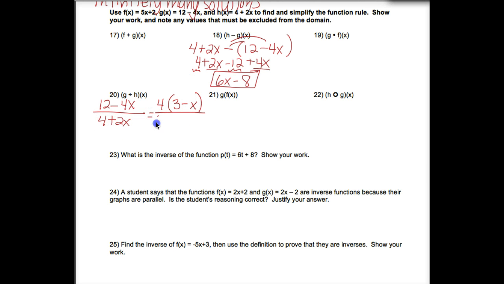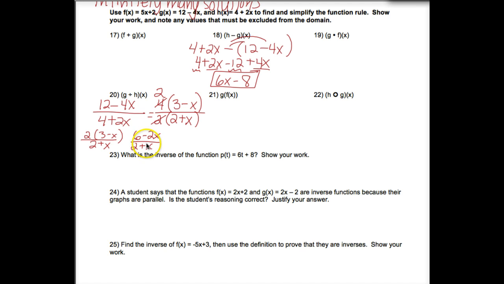Here on the bottom, they have a common factor of 2, so I'll take that out. And now the purpose of doing that is that I can reduce, this and this are both divisible by 2, so if you had 4 over 2, you would reduce it to 2 over 1 or just a 2. So that reduces, so my top is 2 times (3 minus x) over 2 plus x. You could distribute the top back out. You don't have to. So if you have 6 minus 2x over 2 plus x, that is also correct.